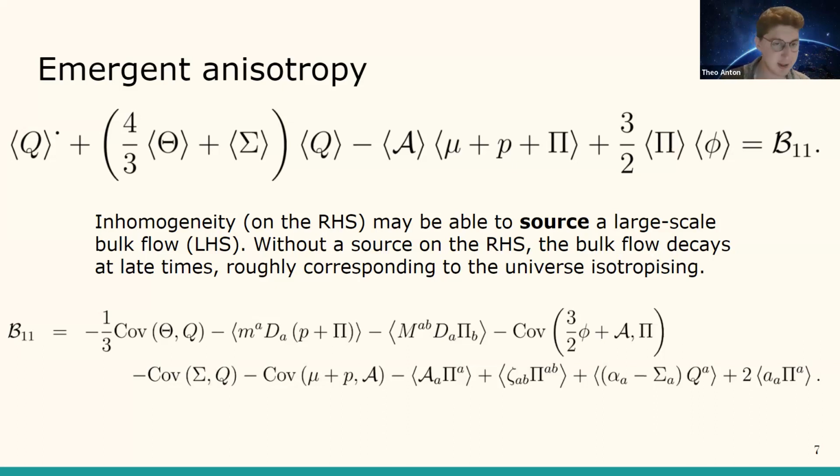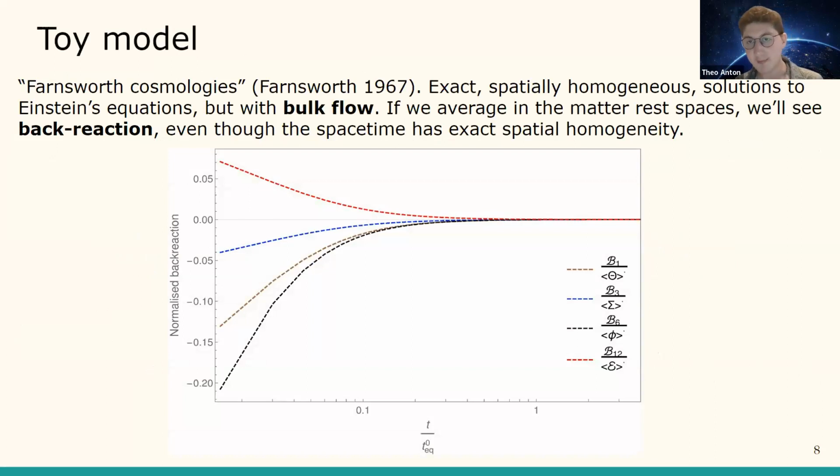Of course, in order to get specifics, you have to apply a specific model or do simulations and so on. So I will show you one model where you can actually calculate these back reaction scalars exactly. So this is from a set of cosmological models by Farnsworth in the 1960s. So these are exact homogeneous spacetimes, but they have a bulk flow. So the slices where the space is homogeneous are not the same as the ones that are orthogonal to the flow of matter. So just general observers that move with the matter see a bulk flow.